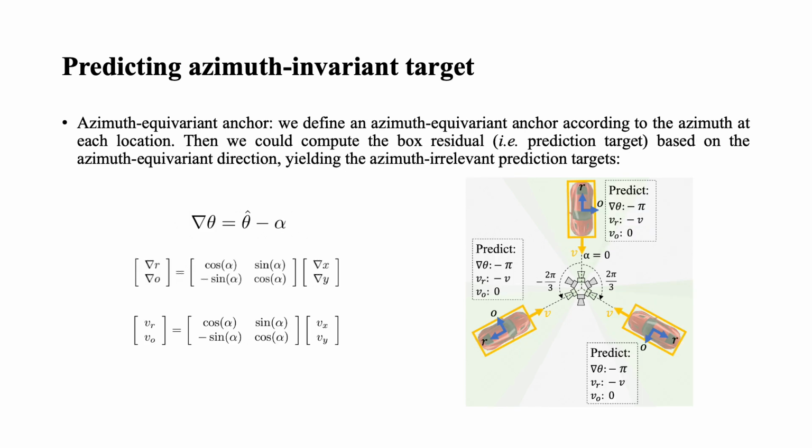For the second problem, we propose a new azimuth-equivariant anchor to unify the prediction targets in different azimuths. Specifically, we define an azimuth-equivariant anchor according to the azimuth at each location. Then we could compute the box residual based on the azimuth-equivariant direction using the azimuth-invariant prediction target.